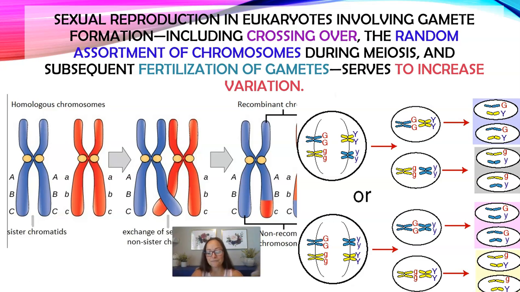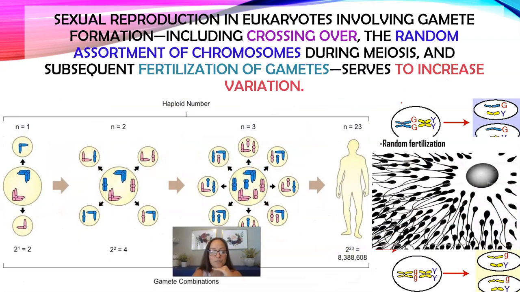And then we have the random fertilization of gametes. When you think about all the possibilities that a human could make, we have over 8 million different combinations possible with how our chromosomes will independently assort and then separate during meiosis. Which of those gametes fertilize the egg and which end up in the egg is unique every time. So random fertilization is also a third source of genetic variation in sexually reproducing populations.